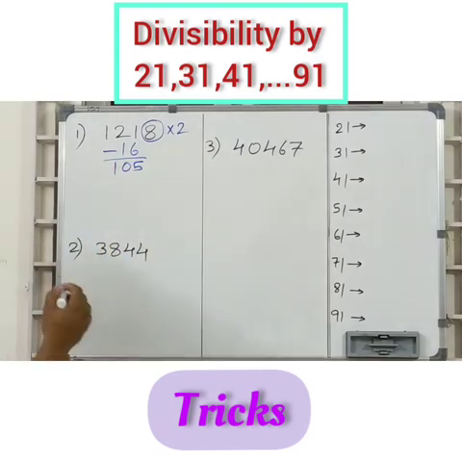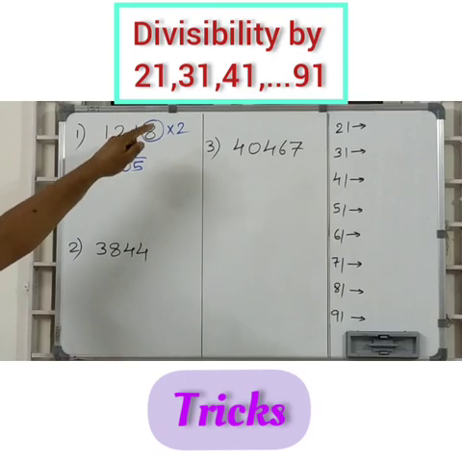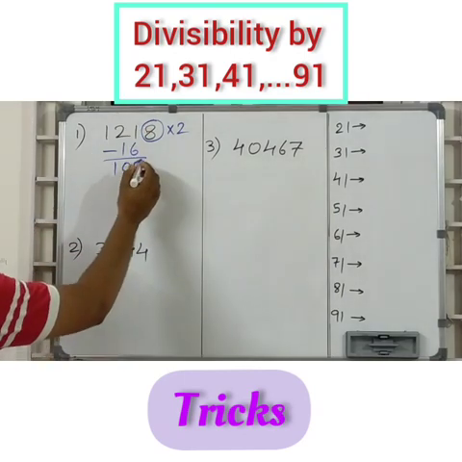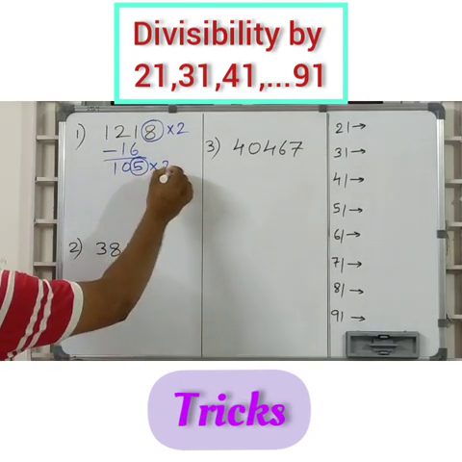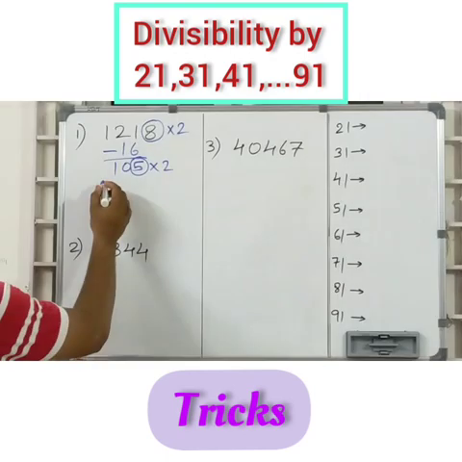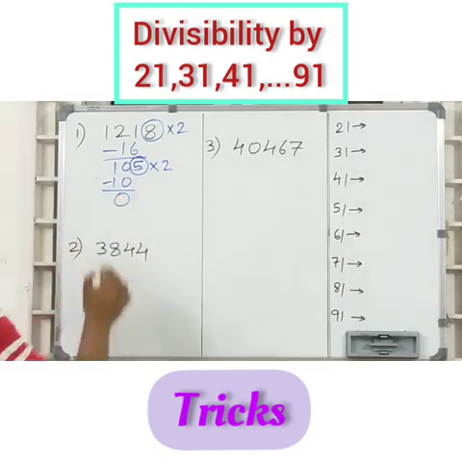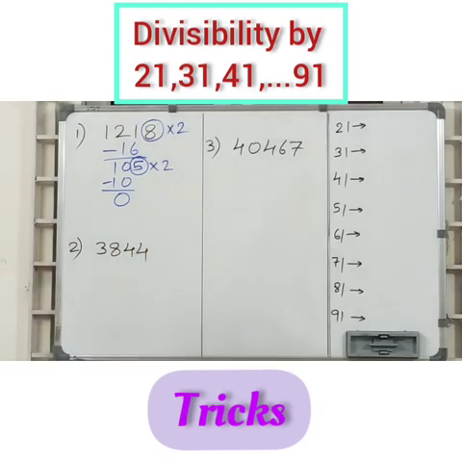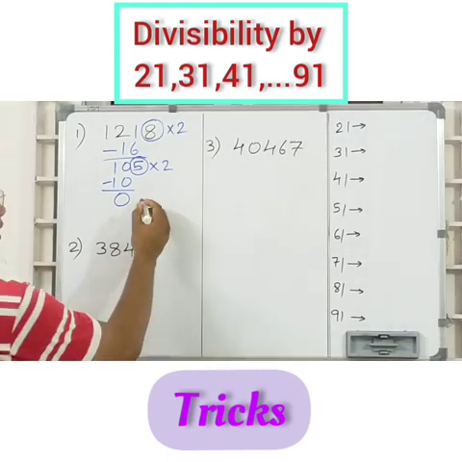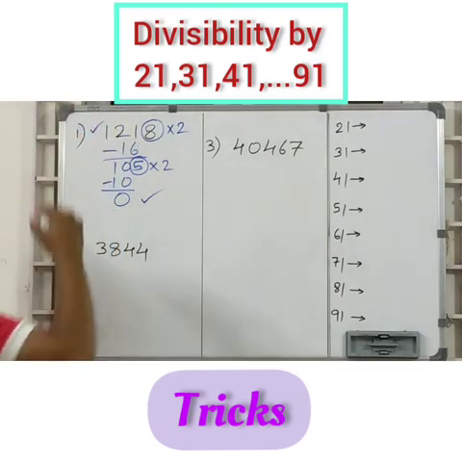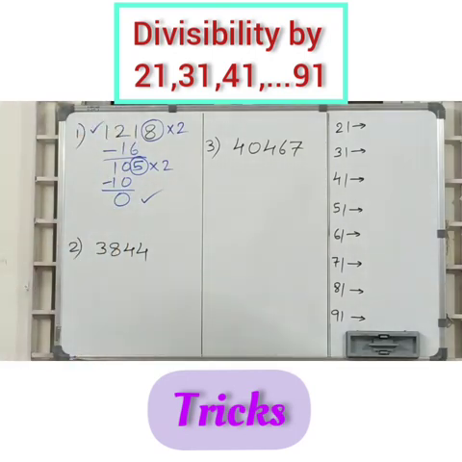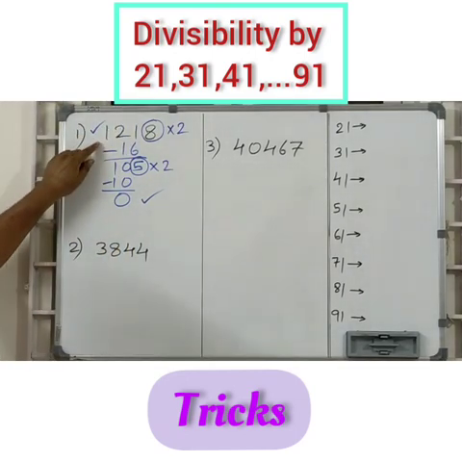Next, as the number is big, again I go with the same process. I repeat the process. I take 5 and multiply with 2. What do I get? 10. So subtract this 10 from the remaining 2 digits. What I get? 0. Is 0 divisible by 21 or not? Yes, 0 is divisible by 21. Therefore, the given number is divisible by 21. In this way, we can check whether the given number is divisible by 21 or not.